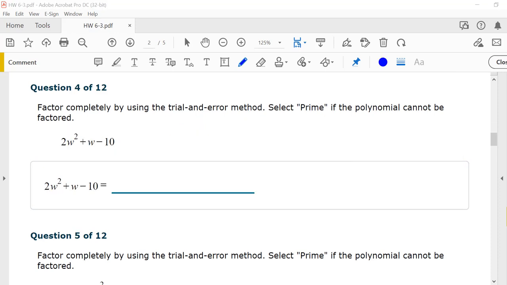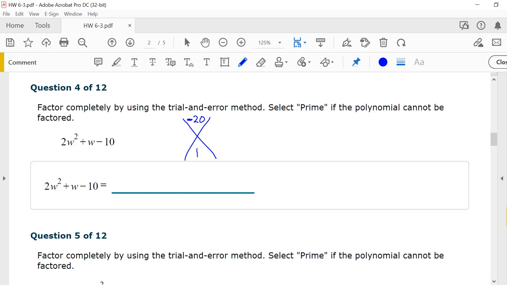We're going to do it again, number 4. I need to go do my x. I need to do 2 times negative 10, which is negative 20. Let me get rid of those circles. 2 times negative 10 is negative 20. And the number in front of the middle term is a 1.